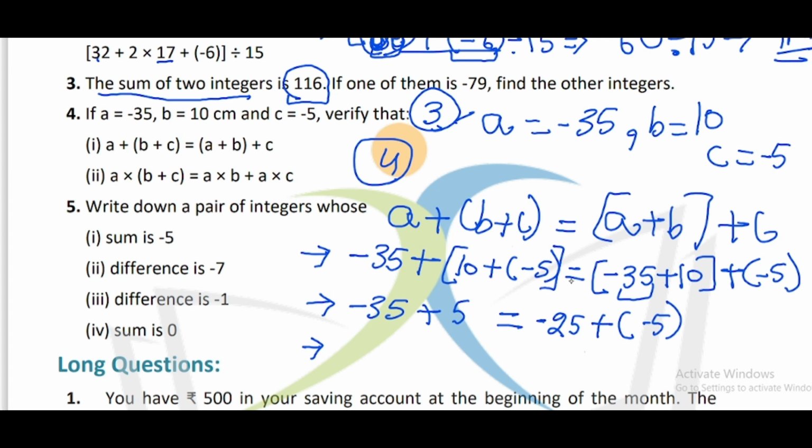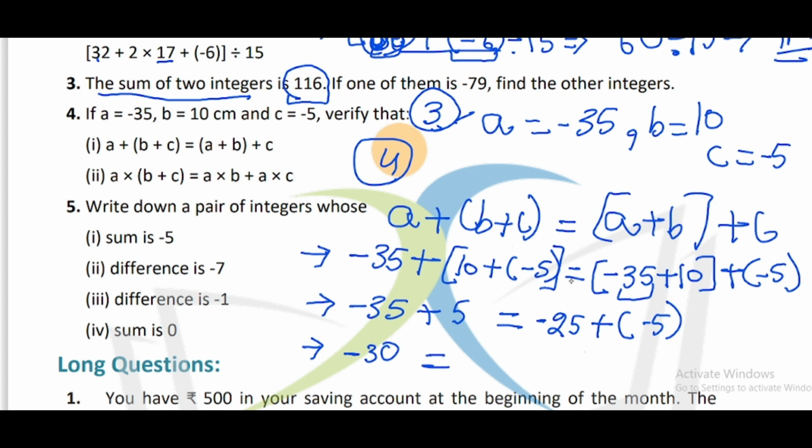Minus 35 add with 5, both integers have opposite signs. Then we subtract 35 minus 5, that is 30. And which one is greater? 35 is greater than 5. Then the symbol of 35 is minus. Then negative 30 is the answer on the left side.